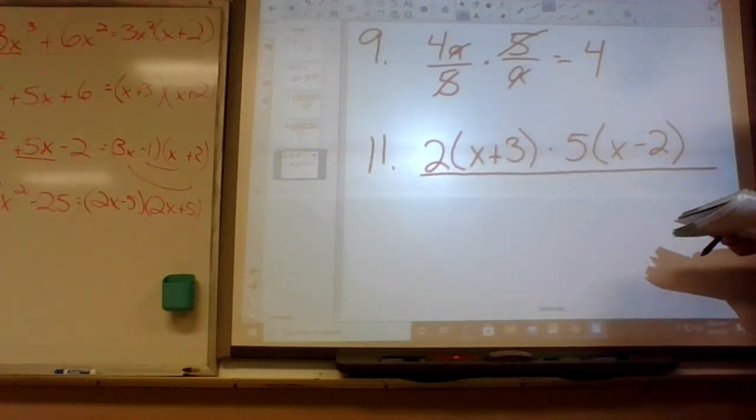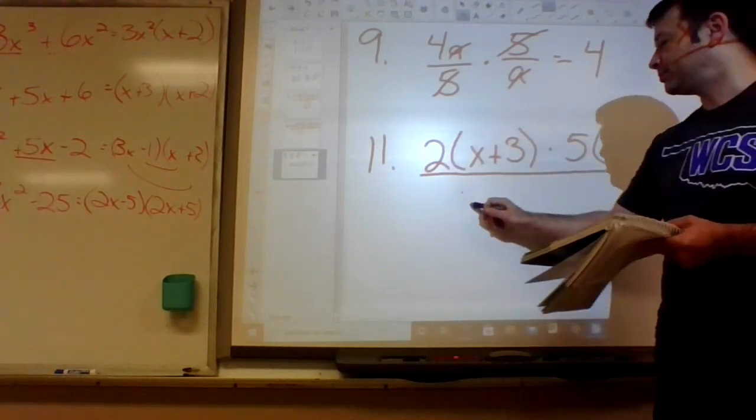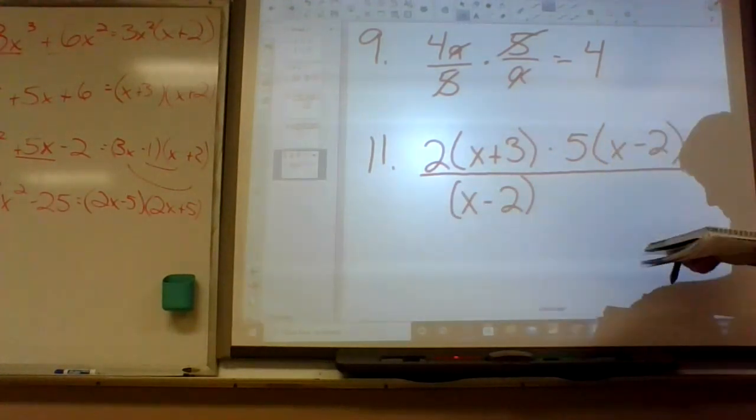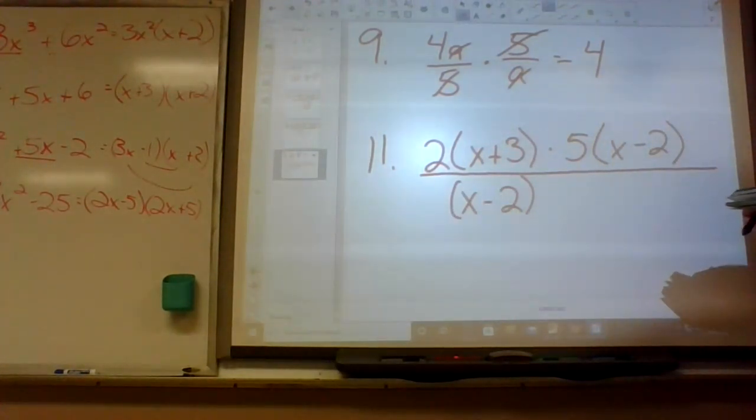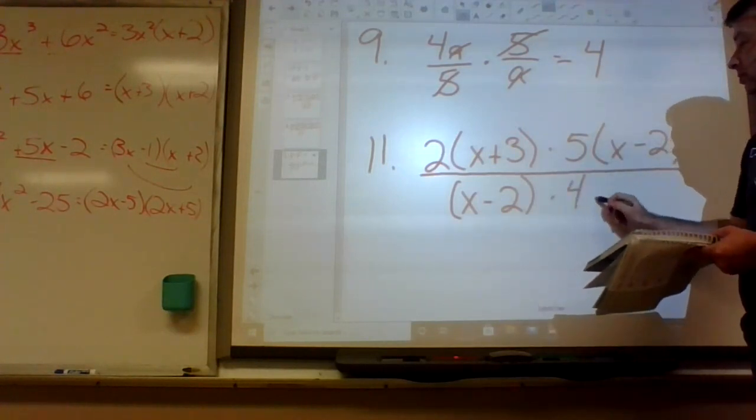Can I do anything to x minus 2 on the bottom left? No. Too simple. Nothing to do to that. I'll just put parentheses there. And then can I do anything to 4x squared? No.